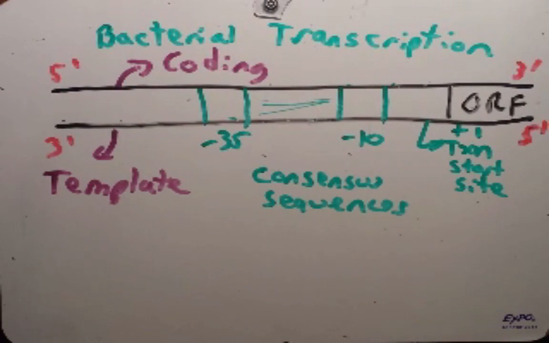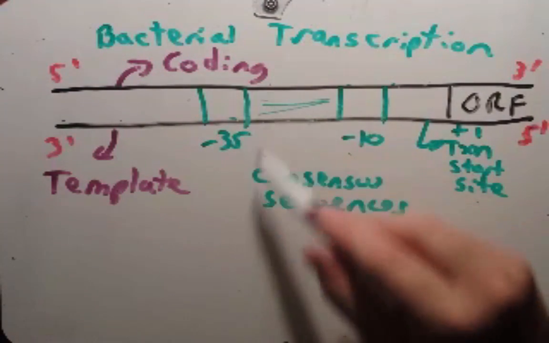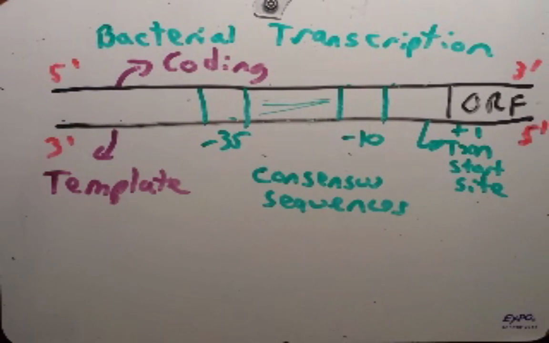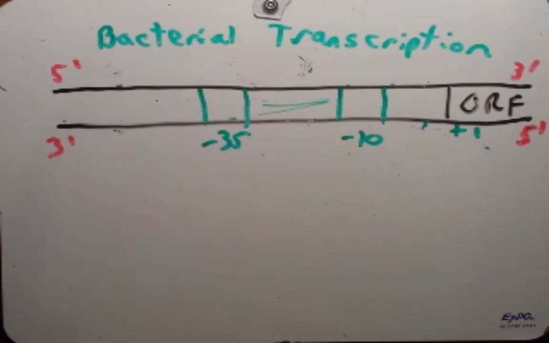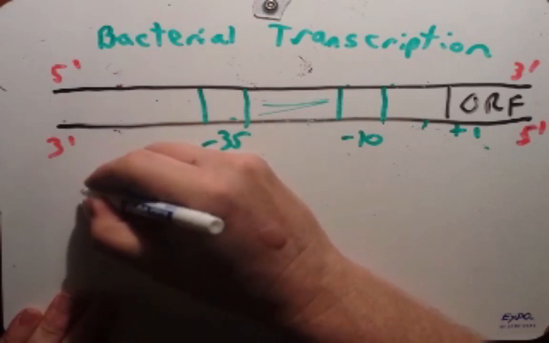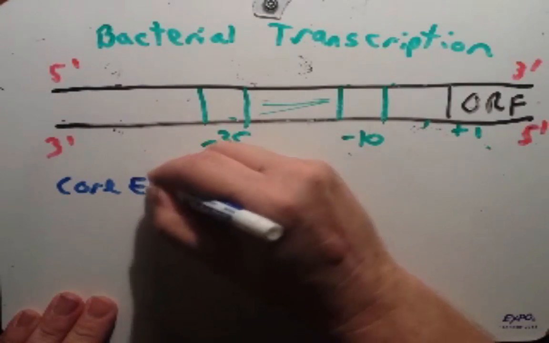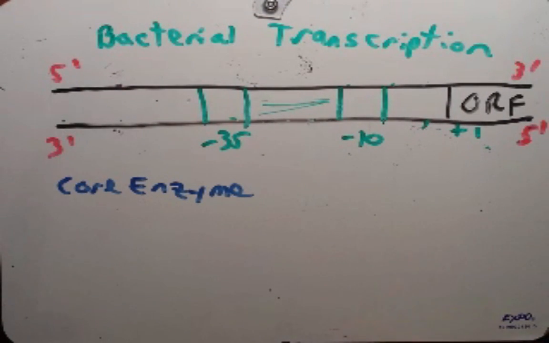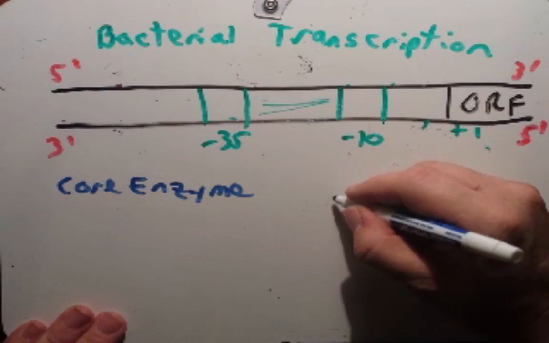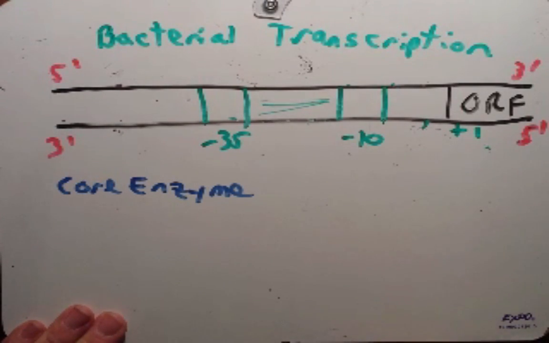Now, next I want to talk about the enzyme that binds to this promoter to allow transcription to occur. But I'm going to erase some of what we have written here so that I can draw the enzyme that binds to this promoter. In bacteria, what binds to the promoter first is going to be this enzyme that we call the core enzyme. It's a multimeric protein, meaning there are multiple subunits to it. In fact, there are going to be 5 subunits found here.